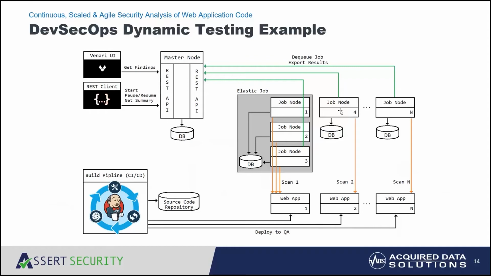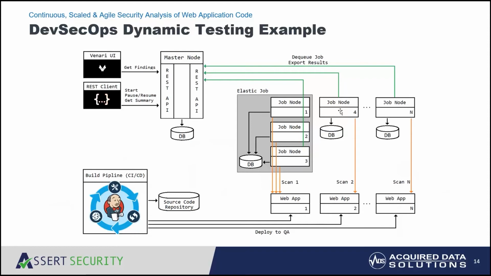And as a reminder, Elastic is, I've got more than one container or job node processing the scan at the same time. So for a really large application with lots of pages and lots of complexity, but you still need to get that job done quickly, you can deploy that as an Elastic job, and the master node will orchestrate all of that on behalf of Jenkins, and this is all initiated through REST API calls.